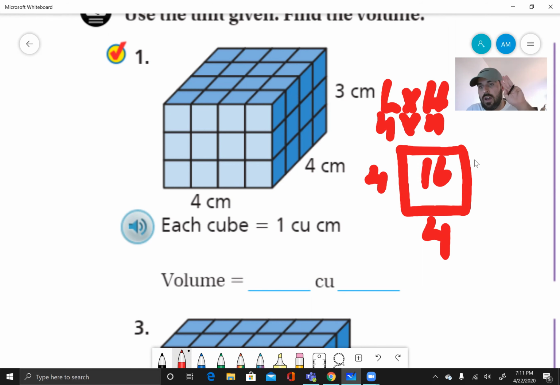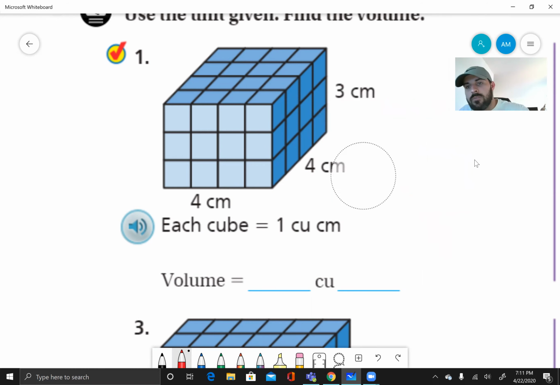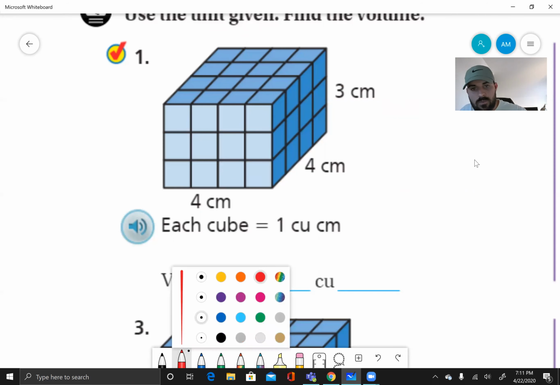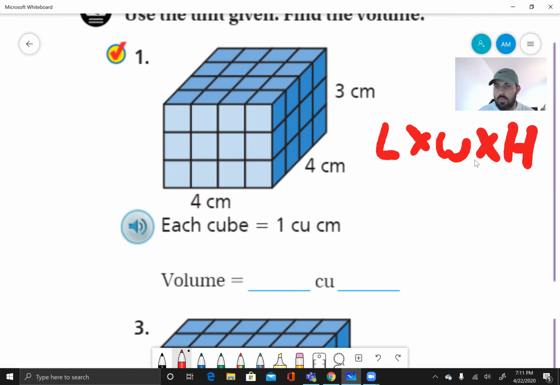Now, since we're dealing with 3D, like I said in the last video, we have a third dimension, which is width. It's the same thing as finding area, just with a third dimension. So you multiply a third number in the formula: length times width times height. We're going to go over a couple of these 3D figures, and then you can get started on the classwork.